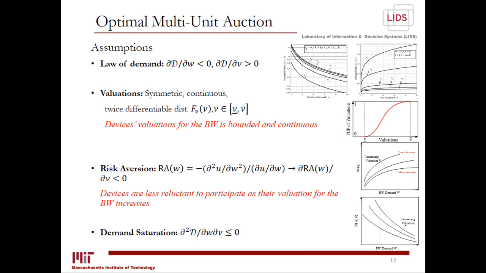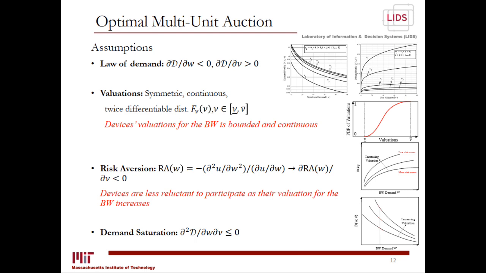The second assumption is about the valuations of devices for the bandwidth. These valuations have to be symmetrically drawn from a distribution function that is continuous and twice differentiable. The upper bound cannot be infinity and the lower bound cannot be minus infinity. The minimum and maximum valuation of each device has to be within a limited number, basically.